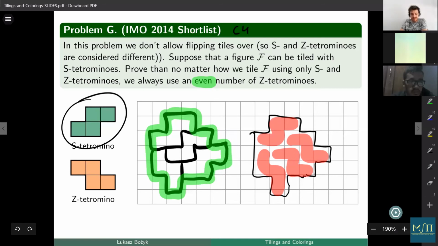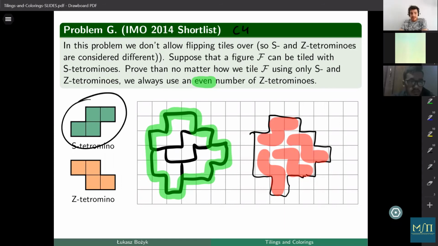So what should we do in order to solve such a problem? We should try to develop a coloring, right? Design a coloring which distinguishes these tiles from these tiles parity-wise, right? So let's shade some cells in order for each S tetromino to cover an even number of them, and each Z tetromino to cover an odd number of shaded cells.